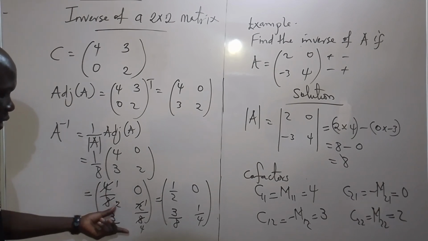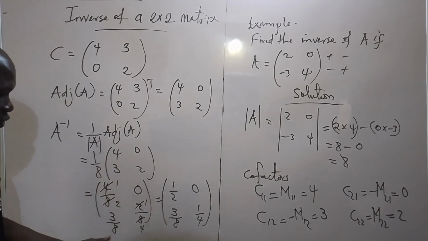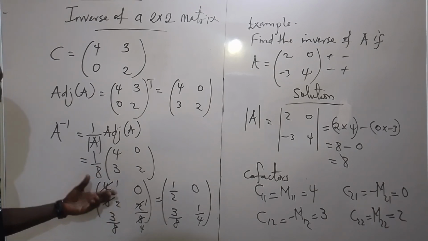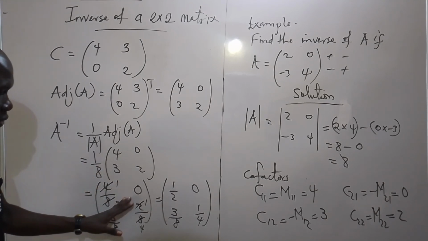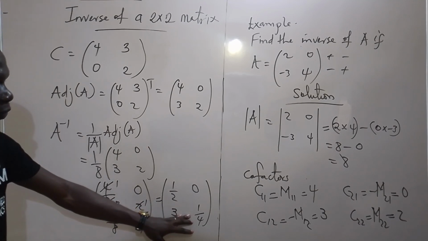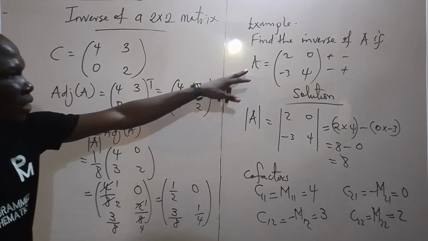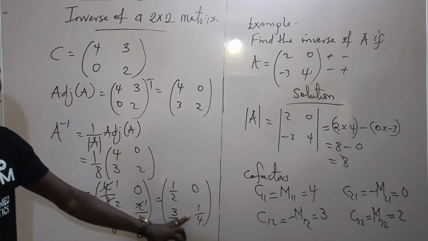If you multiply out, I discovered that you have a fraction where the fractions can be reduced to their lowest term. Mathematically, the ideal thing is to reduce the fractions to their lowest terms, like I've done here. Okay, so the inverse of this matrix A is this.